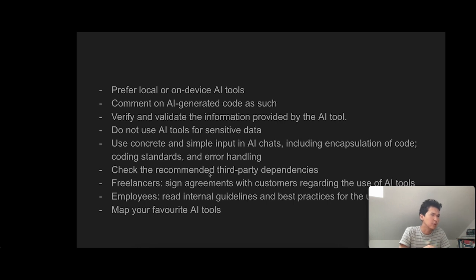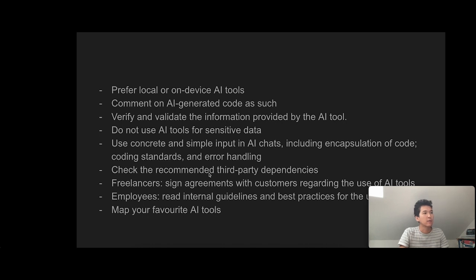If you use the AI generated code, please comment it as such. Just write in the comment that this function was generated by ChatGPT or by Copilot, so that other programmers know and can help you to find vulnerabilities in that AI generated code. And if there are any copyright issues that can arise, that's also quite important.